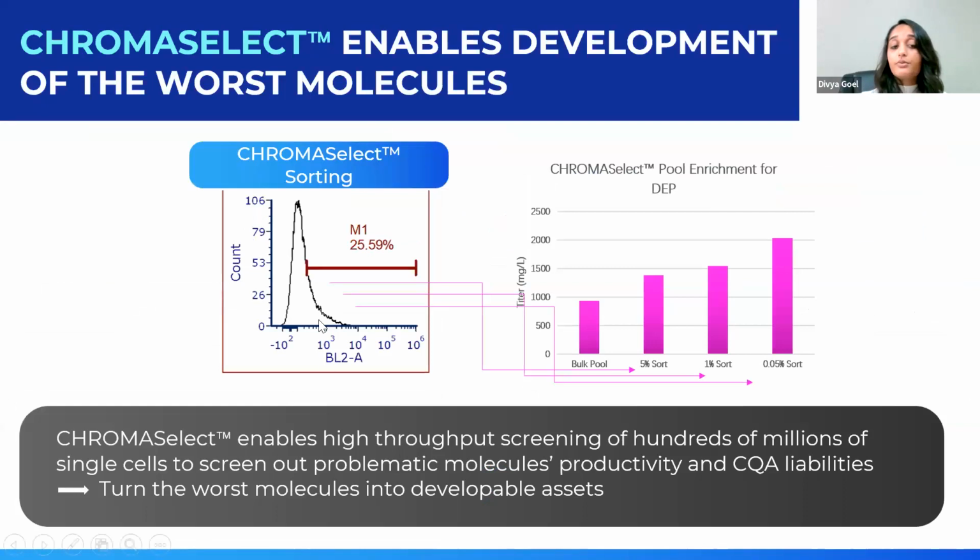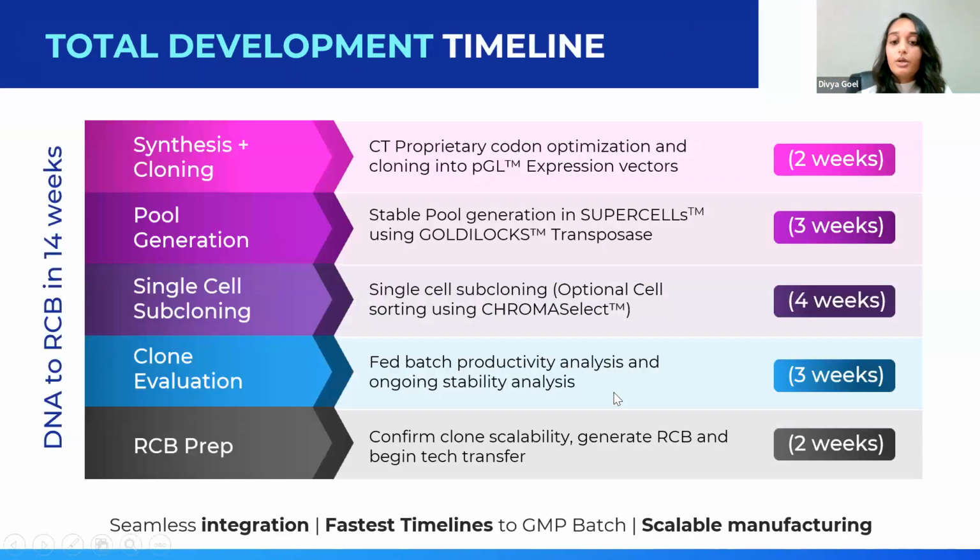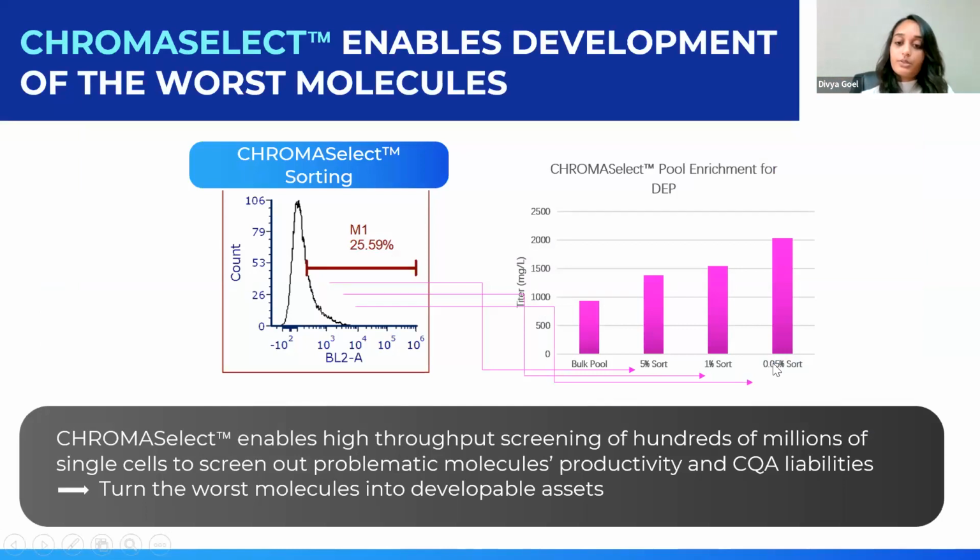And lastly, this is an example of using the ChromaSelect cell sorting platform for enriching for titer. So the bulk pool here was just under 1 gram per liter. And essentially you can select out and sort out more and more rare populations. So we took 5% of the top population. And when we grew that up and performed a fed batch assay, the titer was just about 1.3 grams per liter. When we increased the population to about 1%, then the titer increased to about 1.5 grams per liter, and then the 0.05% increased to about 2 grams per liter. So by the end, from the bulk pool, we were able to enrich and increase the titer to about 2 grams per liter.